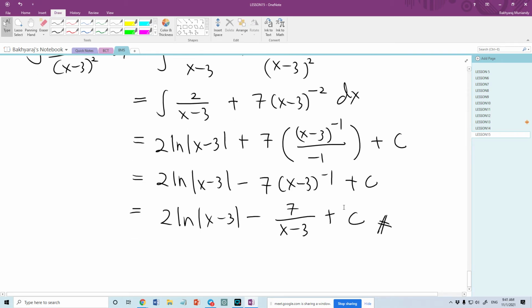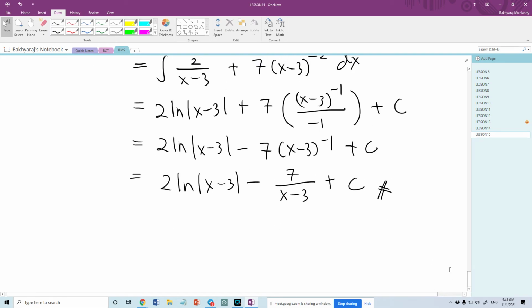Okay, next, number 7. Okay, I give you 3 functions. I give you something like this. Let's say I give you 2x plus 1 over, okay, I give you x square times x plus 1, dx.